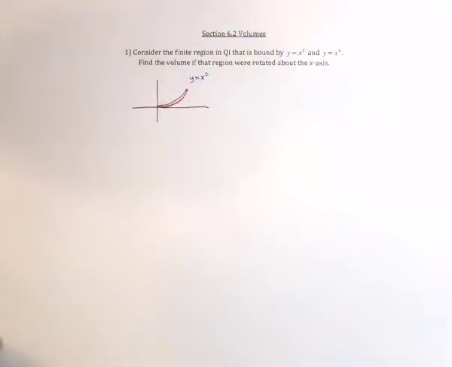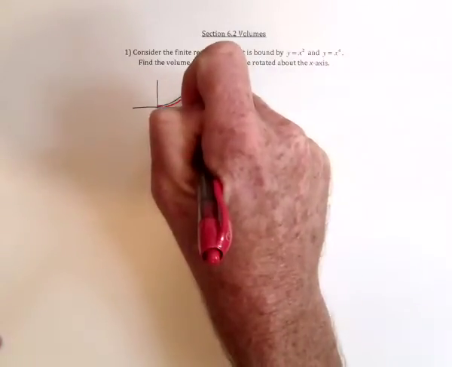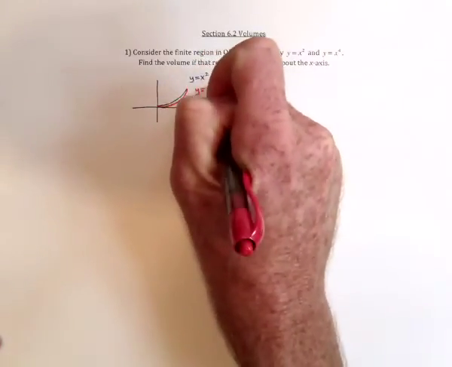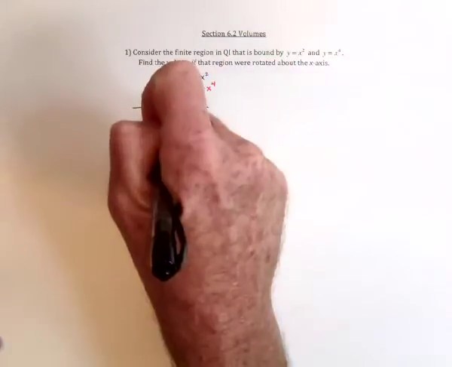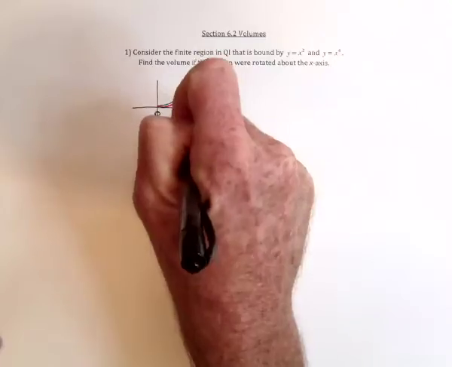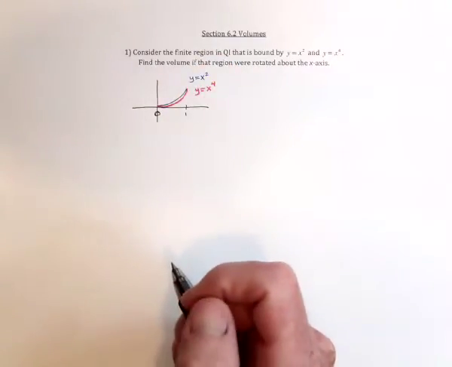And because both 1 squared and 1 to the fourth are equal to 1, they meet on the interval from 0 to 1. So at 0 they meet, and at 1 they meet. And they make this little crescent shape.